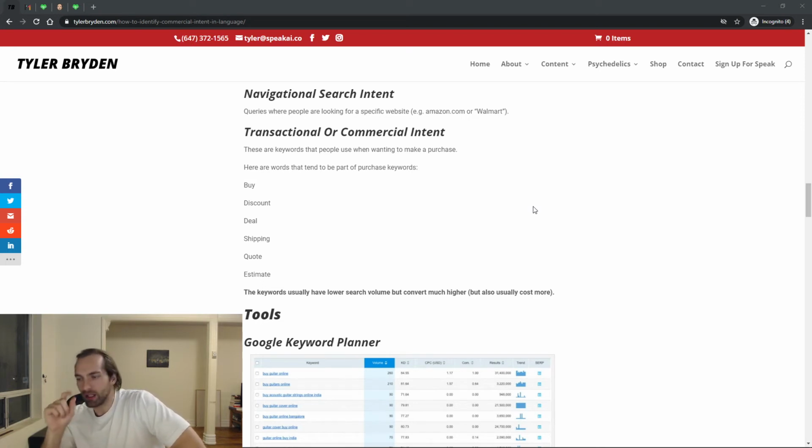So I have a list I'm going to show you in a second, but these are a couple of quick ones that indicate it. Buy, discount, deal, shipping, quote, estimate. And what's fascinating is that these keywords often have lower search volume, because not as many people are searching for them at that final purchase stage, but the competition is much higher.